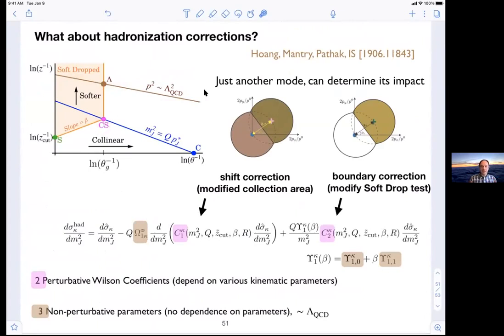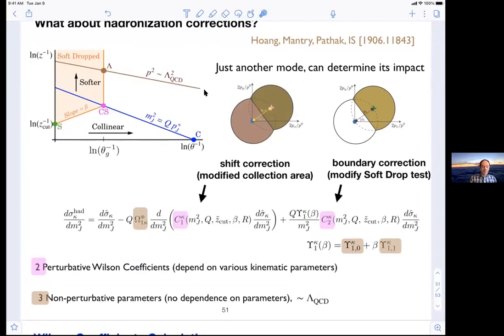When you do that, you can actually derive factorization for non-perturbative corrections and figure out the counting of what the fundamental matrix elements are that describe the hadronization. This is something that we did for these soft drop groomed jets, and we determined that there are actually 3 non-perturbative parameters and 2 perturbative Wilson coefficients that show up in the leading description of the hadronization. So even things like hadronization can be described in this EFT.